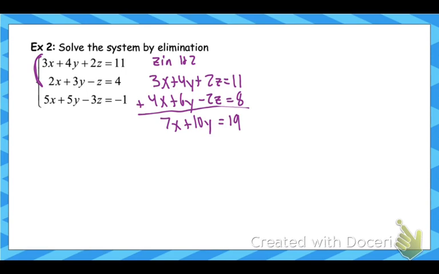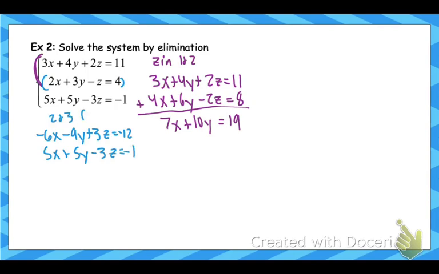So I need to eliminate z, so I can either use equations 1 and 2, or if I want, I can use equations 2 and 3. 2 and 3 is going to be a little bit easier, so I'm going to go ahead and use 2 and 3. So I'm going to multiply the second equation by negative 3. So that would be negative 6x minus 9y plus 3z equals negative 12. I didn't need to change the bottom equation. And this was equation 2 and 3.